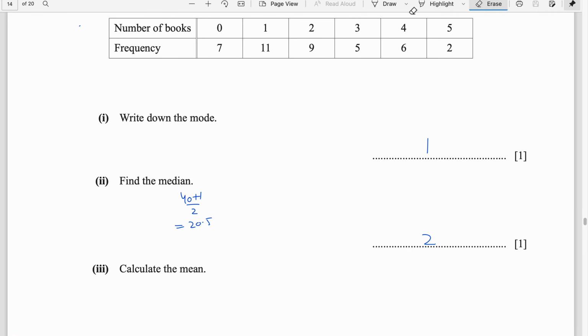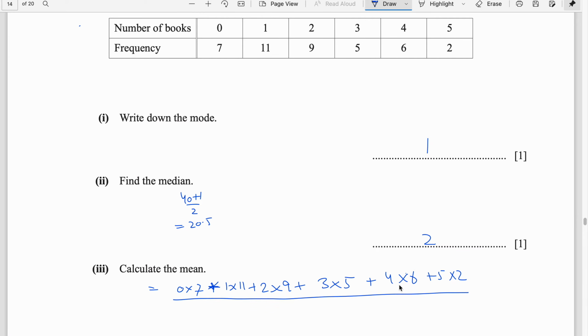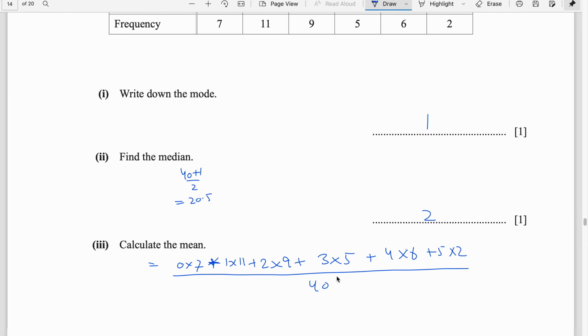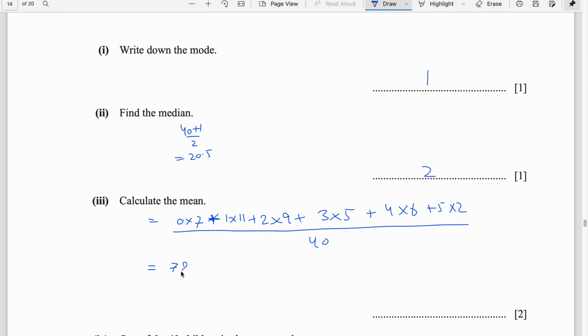Calculate the mean. So for the mean, it is 0 into 7 plus 1 into 11 plus 2 into 9 plus 3 into 5 plus 4 into 6 plus 5 into 2, all divided by the total frequency. Use your calculators and you get 78 by 40, which is equal to 1.95 as the mean.